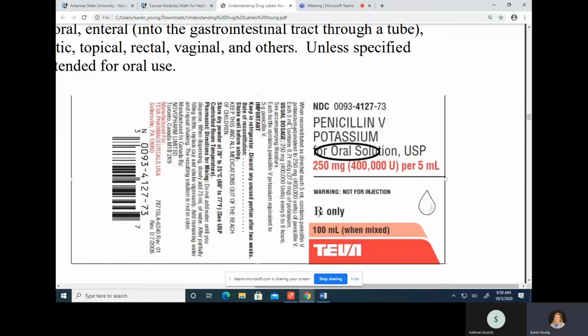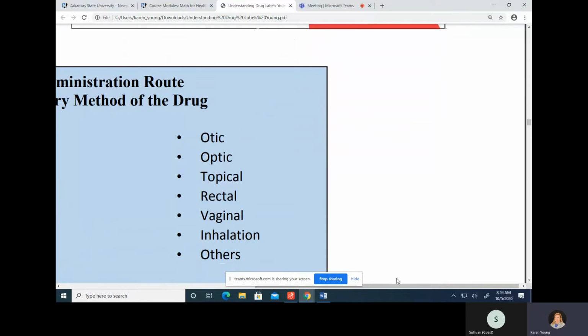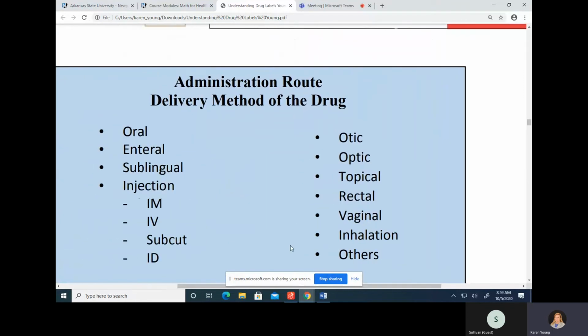It tells you in this fine print, again we'll get into this, but it tells you how many milliliters to get or to add to it. So it's 100 milliliters when mixed. Okay. I don't know how many. It doesn't say how much is in there. It doesn't even say that. Okay. I'm gonna shut up and go on. Sometimes I have to. All right.